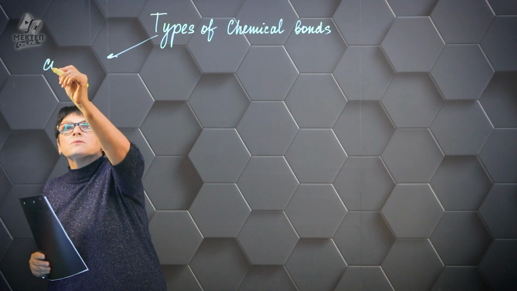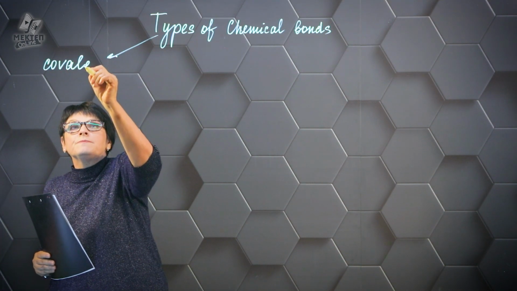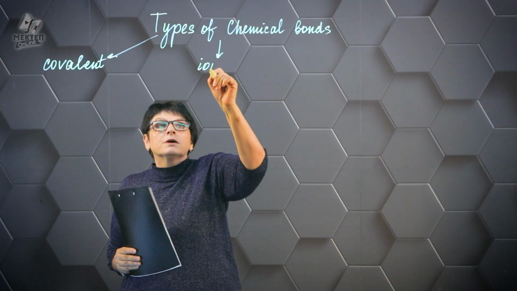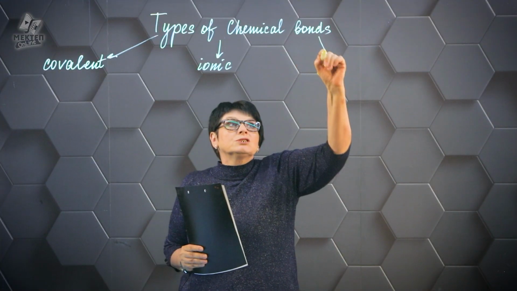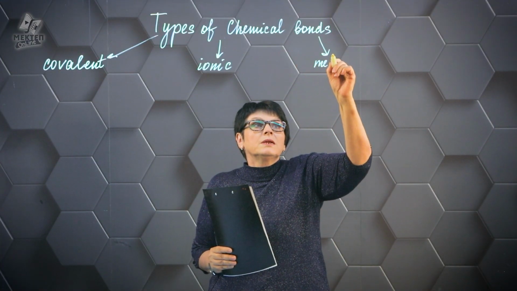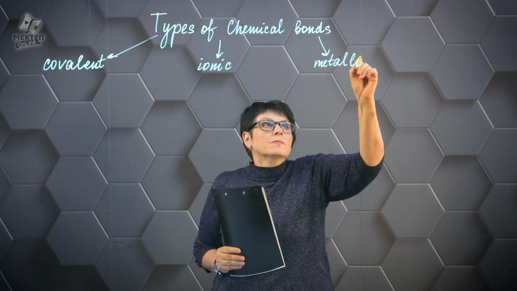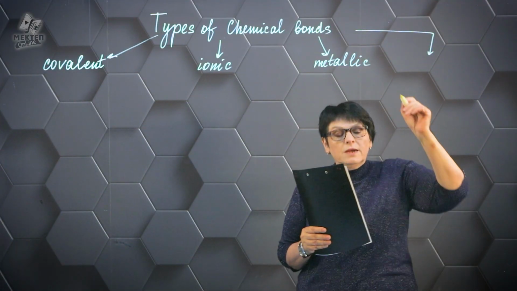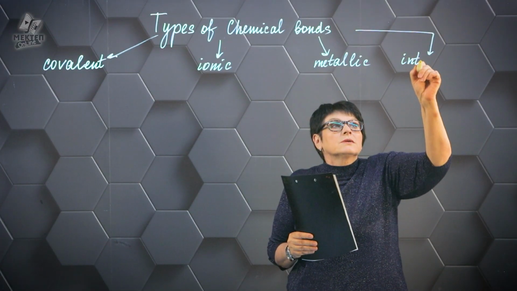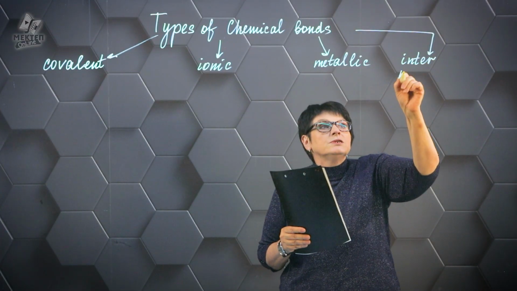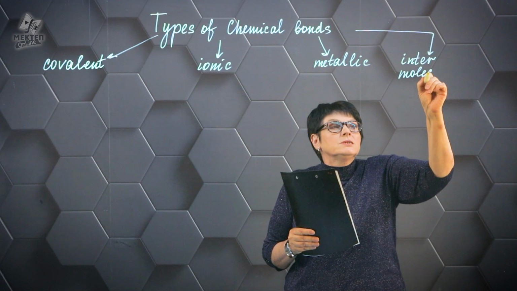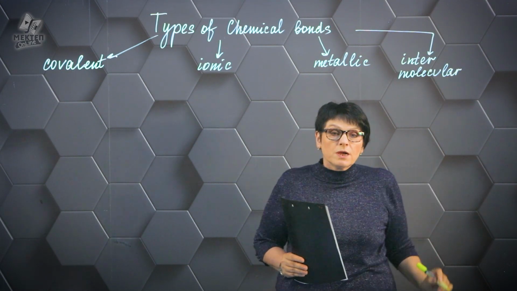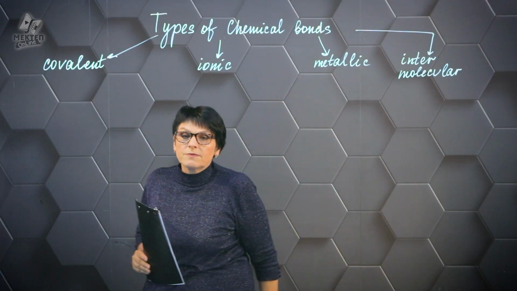A chemical bond can be covalent. A chemical bond can be ionic. A chemical bond can be metallic. And chemical bonds can be intermolecular. And these bonds are also subdivided within themselves. And we're only going to look at one type of intermolecular bonding so far. Let's start with the covalent bond.